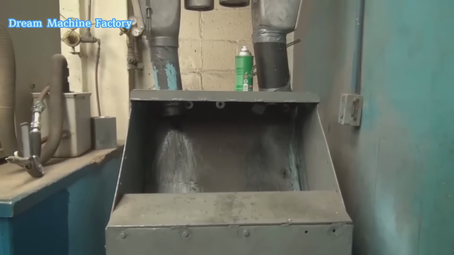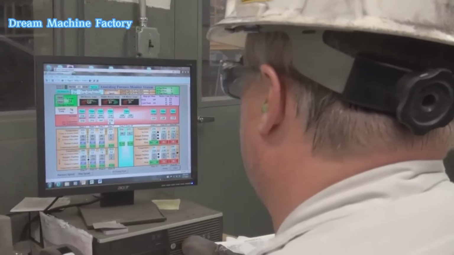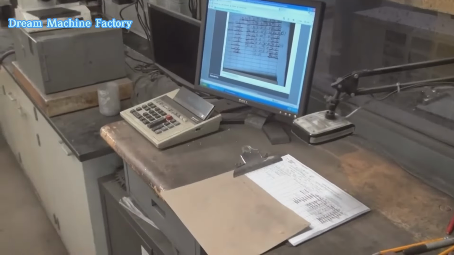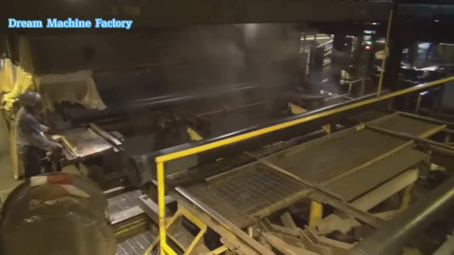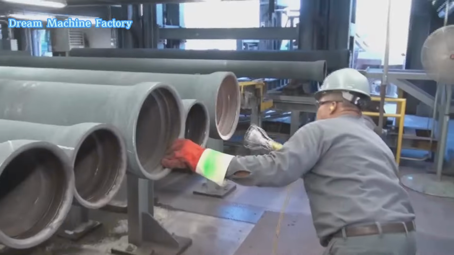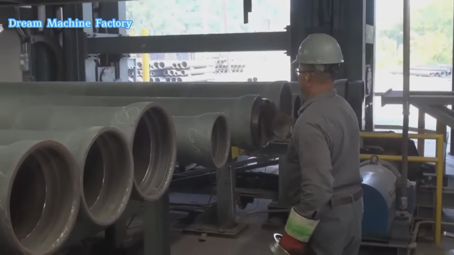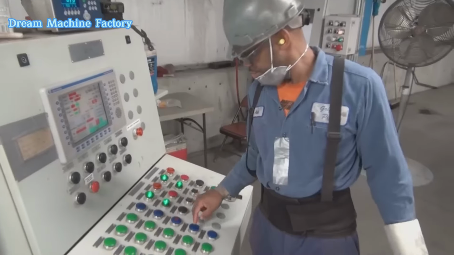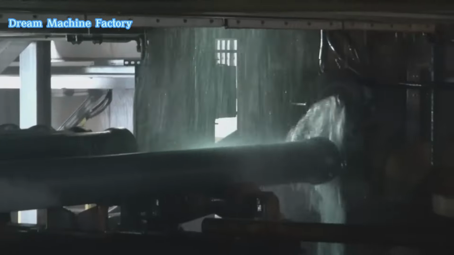The first quality checkpoint occurs during melting, where samples of molten iron are taken at multiple stages, before and after desulfurization and after magnesium treatment. These samples are analyzed in a spectrometer and infrared analyzer to verify chemical composition and detect unwanted elements like tin, copper, and chrome. After annealing, each pipe undergoes visual inspections under flashlights and floodlights to identify any surface defects. Pipes are then weighed to ensure they meet minimum weight requirements. If a pipe is underweight, it is downclassed or scrapped.